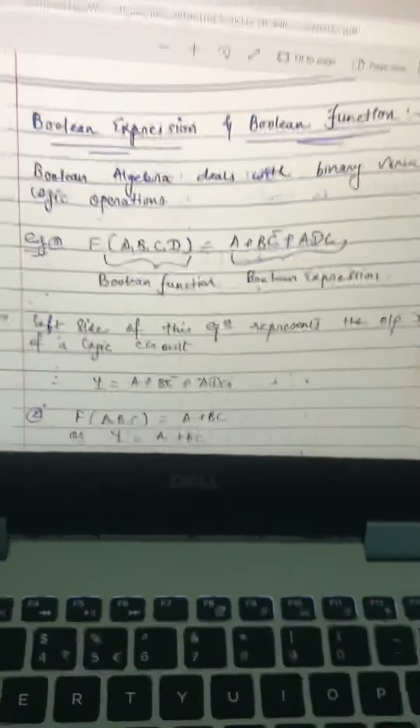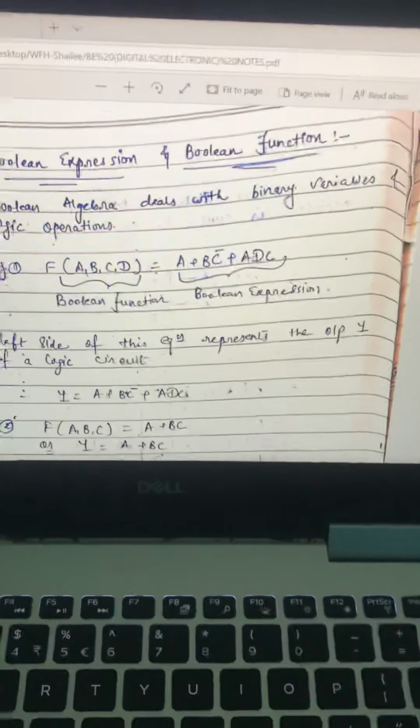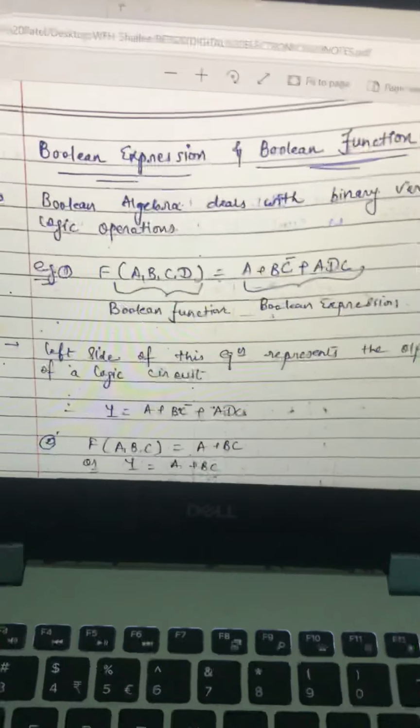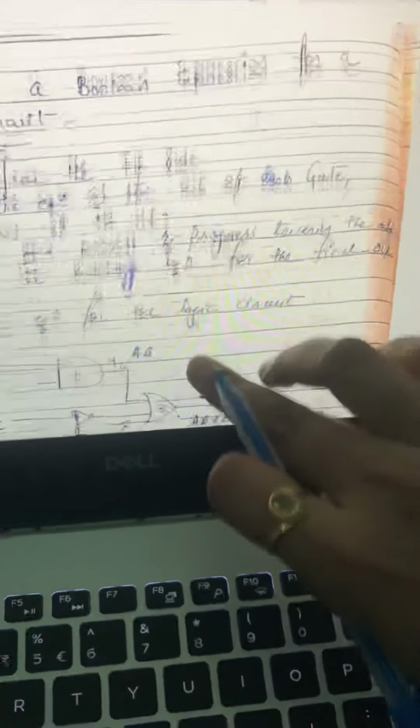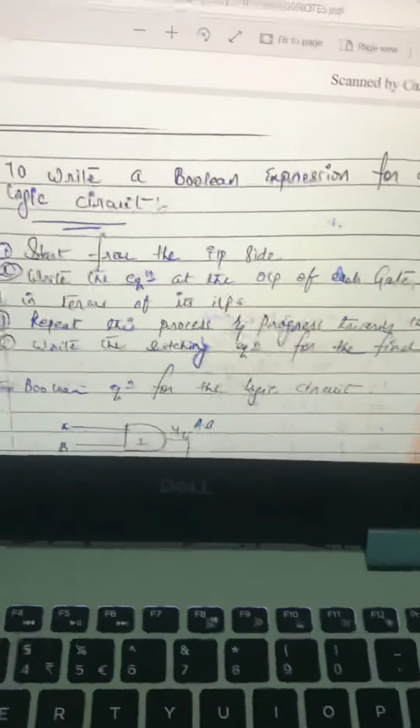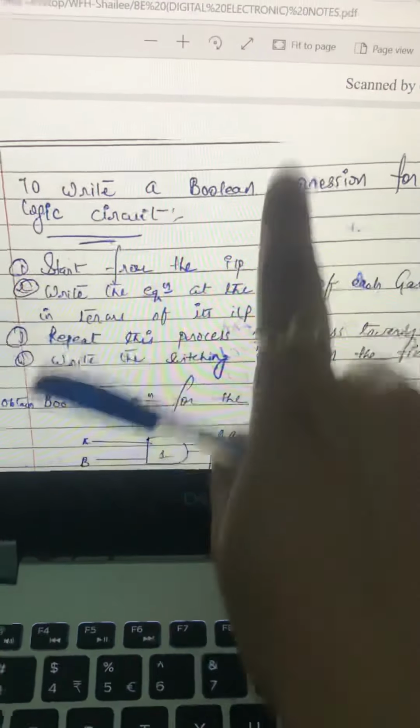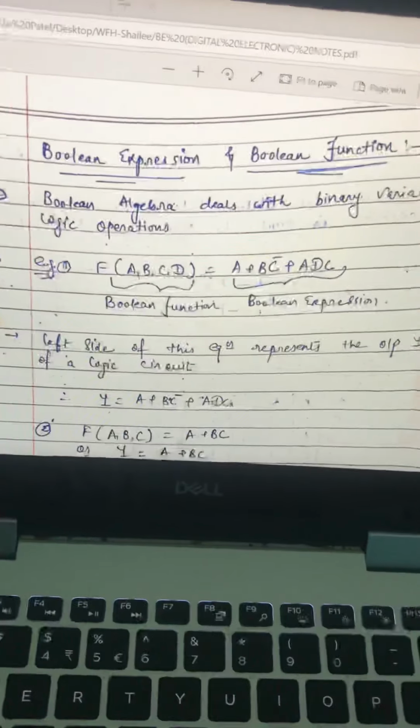Hello all. Today's lecture is on Boolean expression and Boolean function, as well as how we can make Boolean expression using logic gate steps. Let's start from the beginning. The first one is, let's understand how Boolean algebra works.